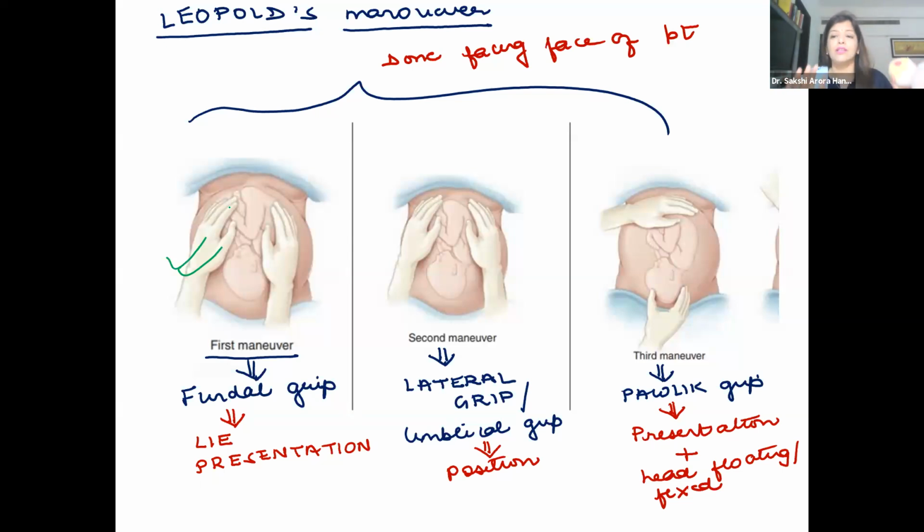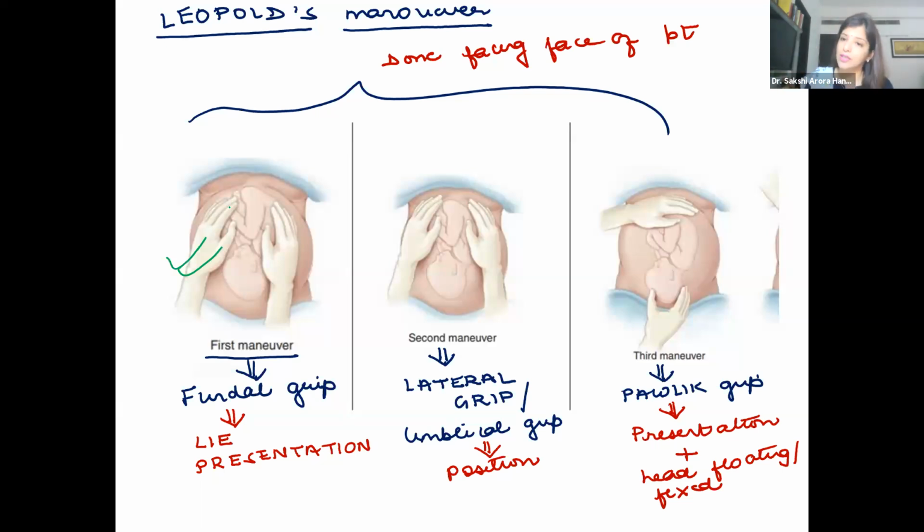Now, wherever the back of the baby is, that is the position of the baby. So if the back of the baby is on the left side, the position is either LOT or LOA or LOP. If the back is on the right side, then the position of the baby is either ROT or ROA or ROP. In other words, the second Leopold maneuver tells you about the position of the fetus, right?